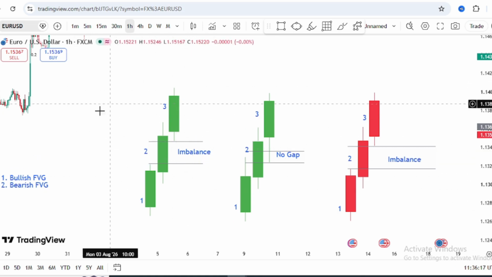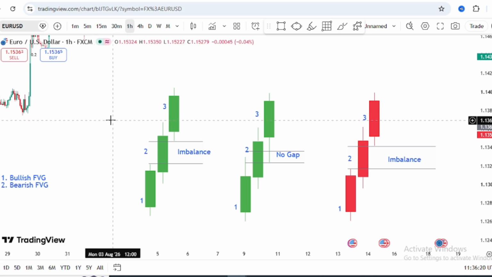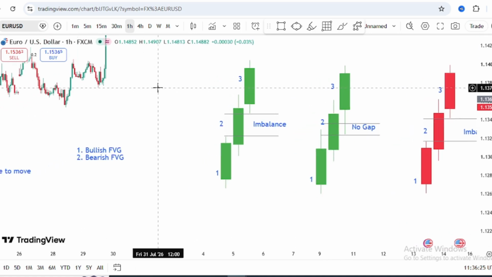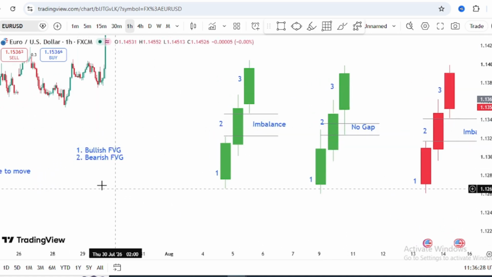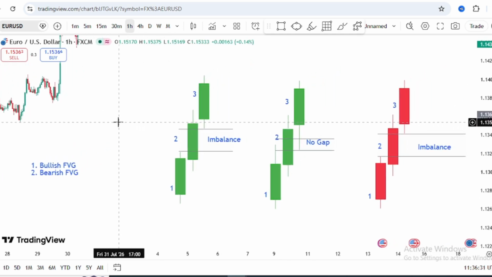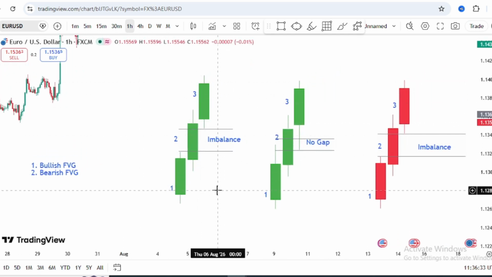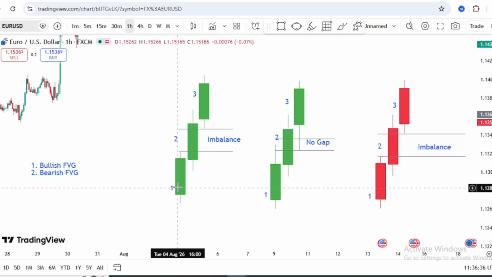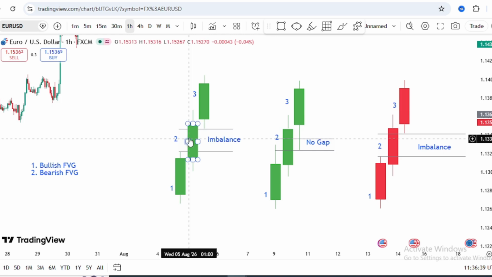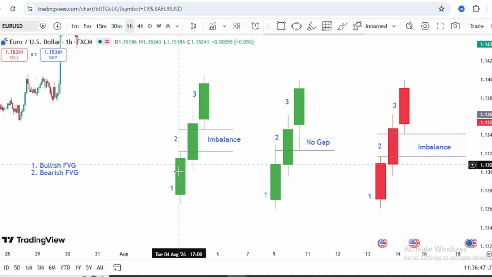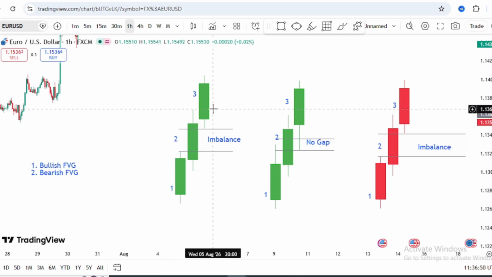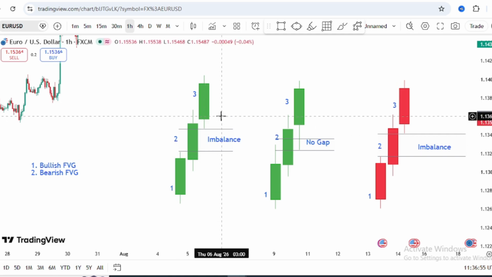But before I explain this diagram, let me tell you the two types of FVG. We have one, bullish FVG, and two, bearish FVG. In this first diagram, we have the first candle, the second candle, and the third candle. The second candle is usually the displacement candle, while we look for FVG between the first and the third. So the distance or the space between the first and the third candle is where you find the imbalance.